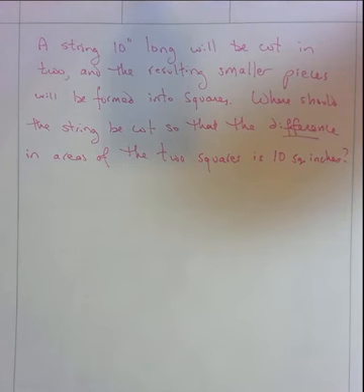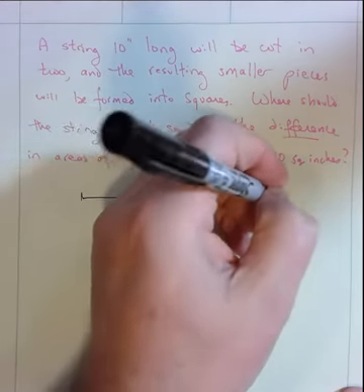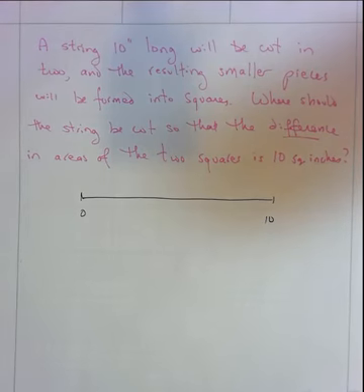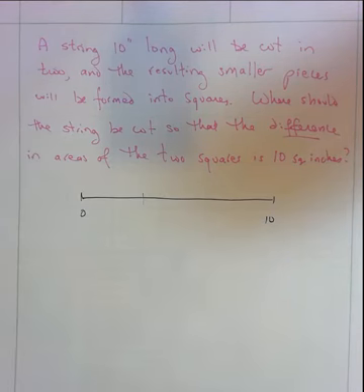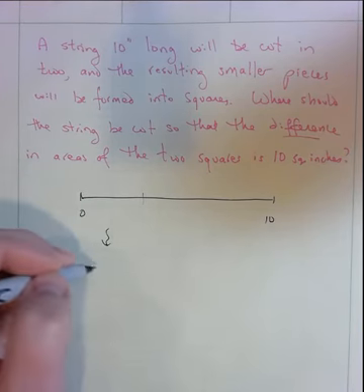This is a very strange question, but it will still give us a chance to tinker with linear equations. So we're going to have a string that's 10 inches long, and we are going to cut that string somewhere in between the two ends, say like right there. And then the two pieces of string that result are each going to form a square.